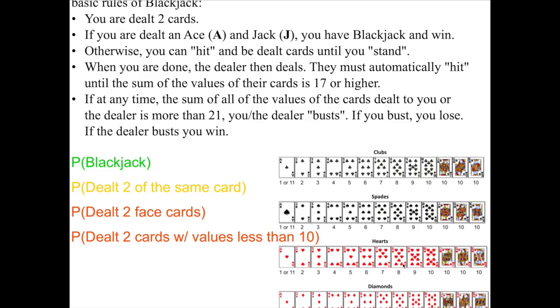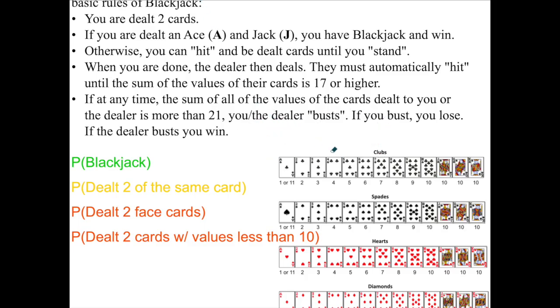So if you got, for example, let's say you were dealt a 3 and a 9, and you were at 12. Now you get dealt a jack, and you're at 22. You're over 21, and that means you lose. If the same thing happens to the dealer, they win.